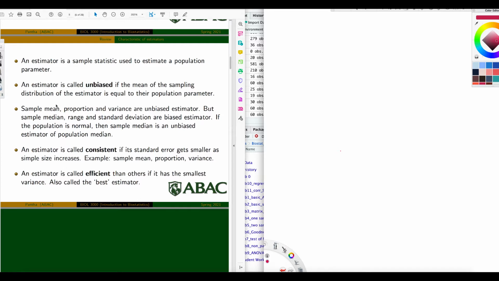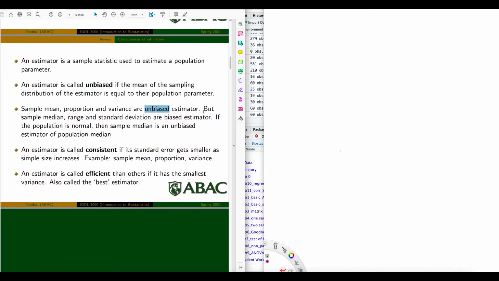For example, sample mean. If you find the mean of those means, that is the mean of the sampling distribution of the sample means, right? If you find that, you will get the population mean. If you find the mean of the sampling distribution of the proportions, you will get the population proportion. If you find the mean of the sampling distribution of the variances, you will get the population variance. They are unbiased estimators. Sample mean, sample proportion, and sample variance are unbiased estimators.